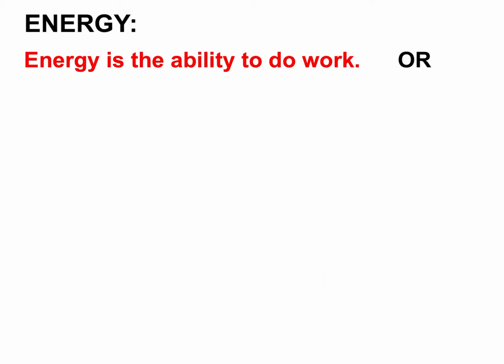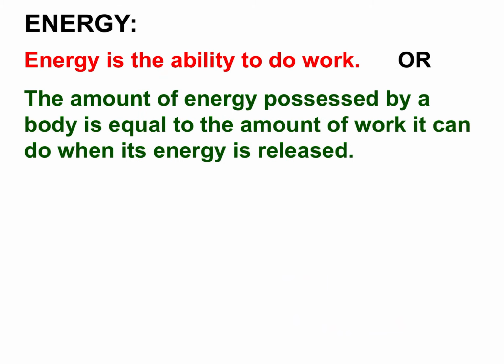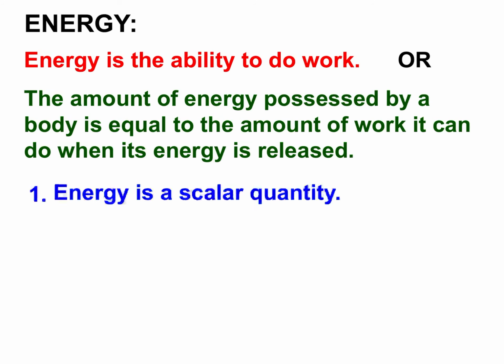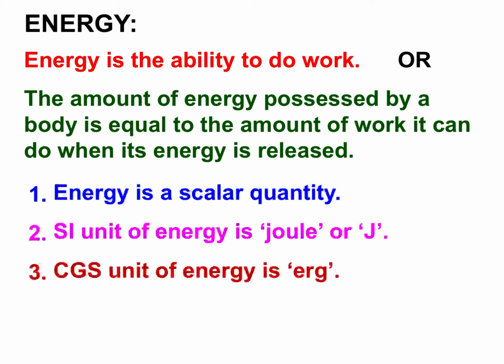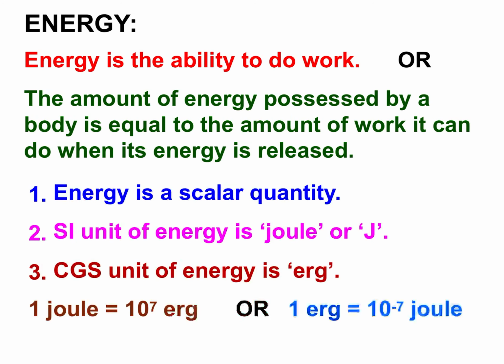Energy. Energy is the ability to do work, or it may also be defined as the amount of energy possessed by a body is equal to the amount of work it can do when its energy is released. Here, energy is equivalent to work. Energy is a scalar quantity. The SI unit of energy is joule, which is denoted by capital J. The CGS unit of energy is erg.